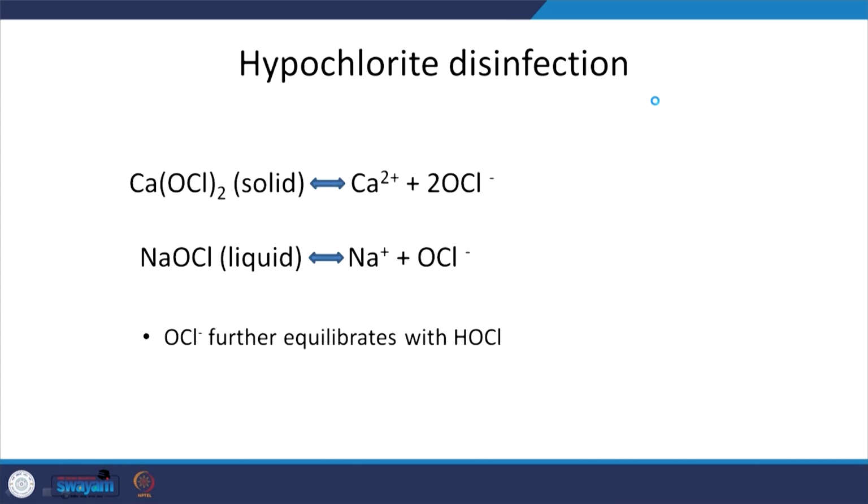Let me move on. We looked at addition of Cl2. We can also get this OCl minus in different forms. It can be added as CaOCl2 solid or NaOCl liquid, and then you can change the pH so that you have enough HOCl, as we discussed. So, again, different forms of oxidizing agent addition.